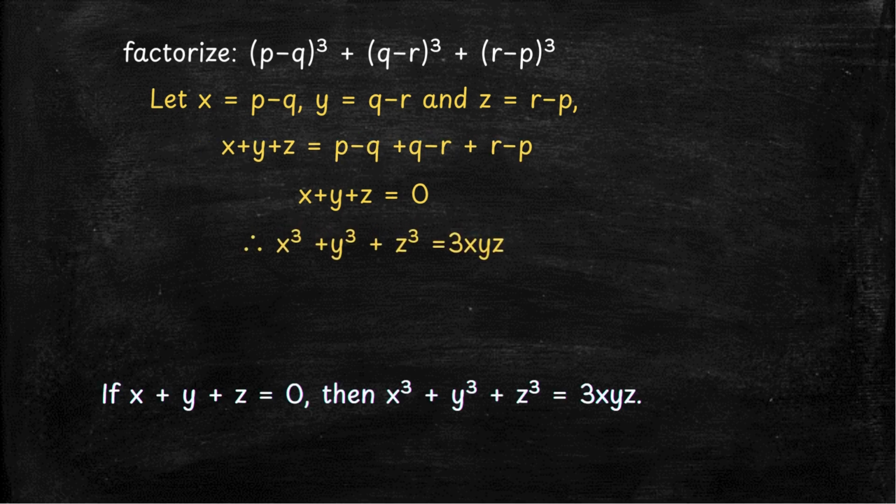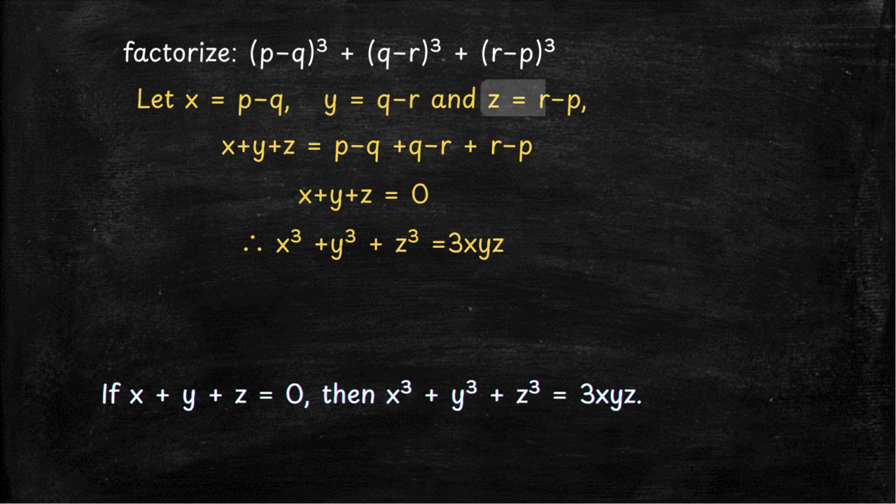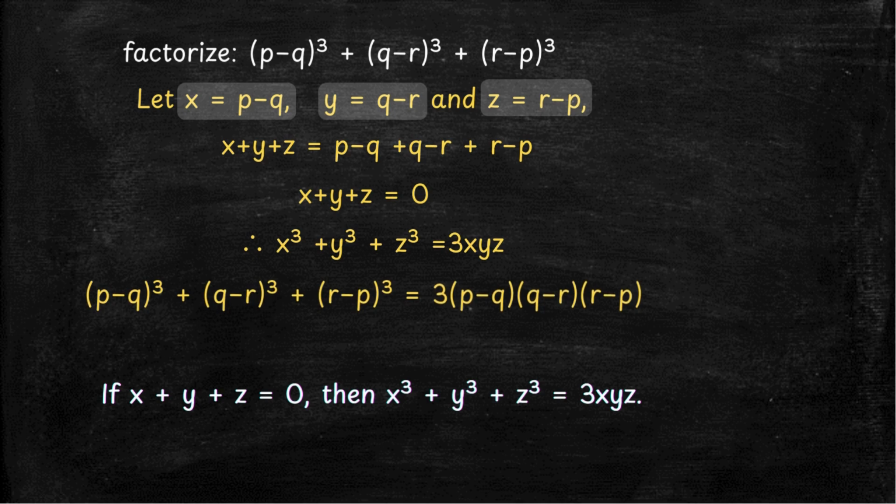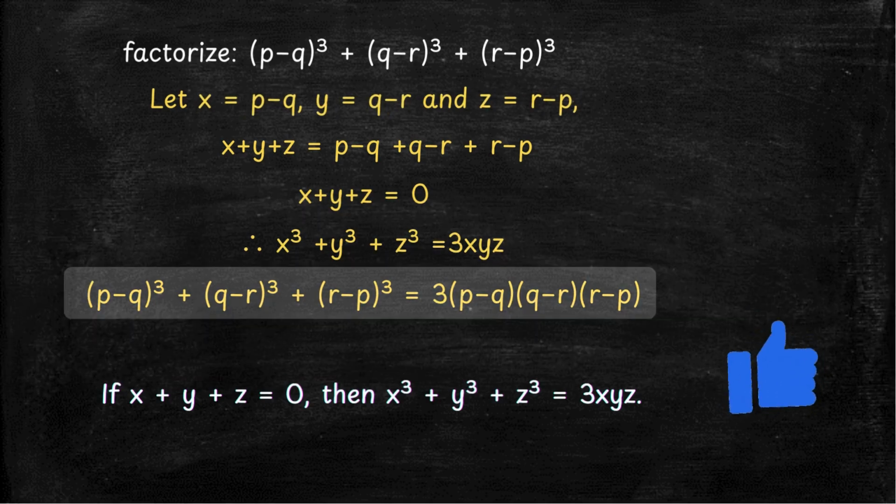So therefore we can say that x cube plus y cube plus z cube should be 3 times xyz. Now resubstituting x as p minus q, y as q minus r, and z as r minus p, we get the factorized form of this, which is equal to 3 times (p minus q), (q minus r) times (r minus p).